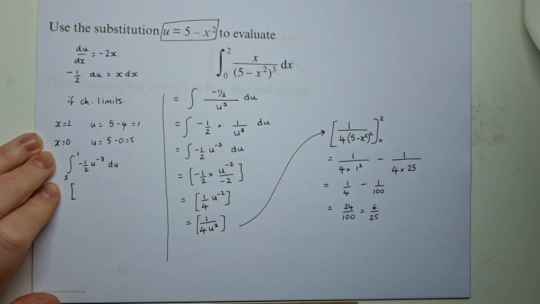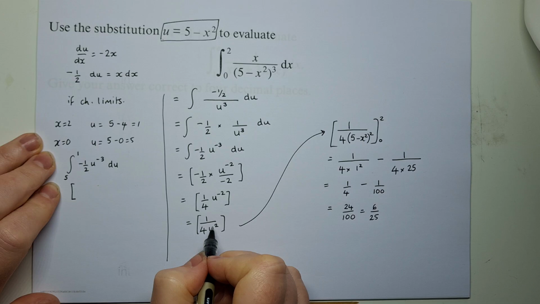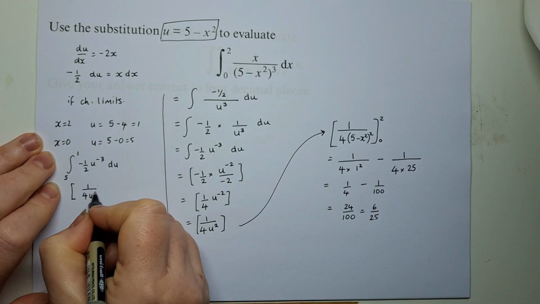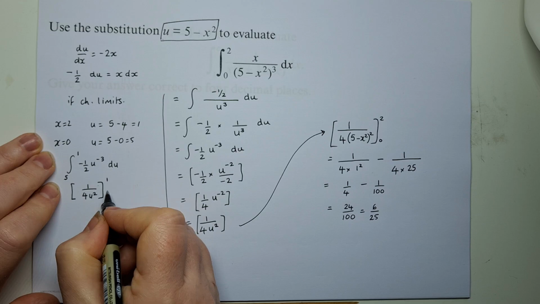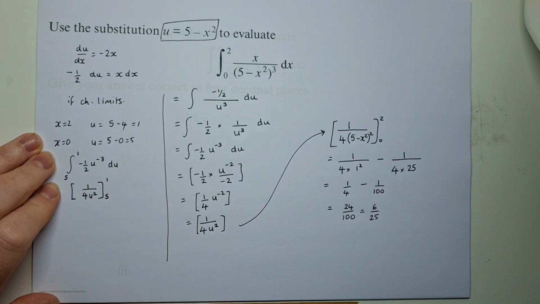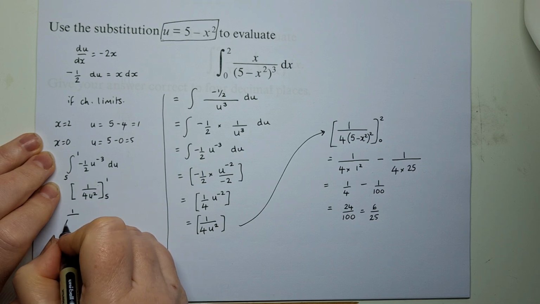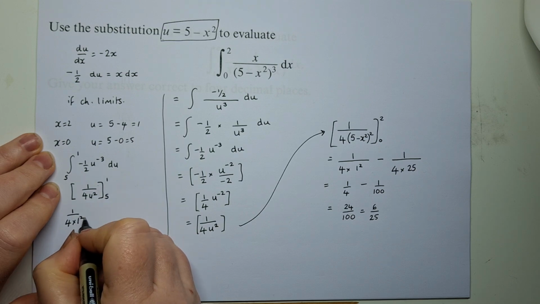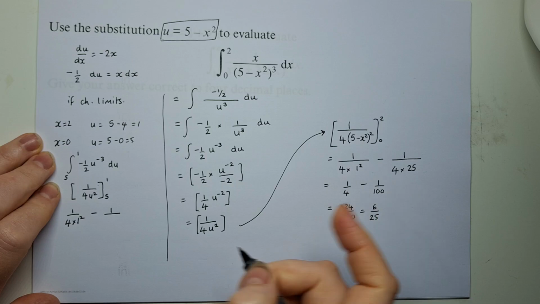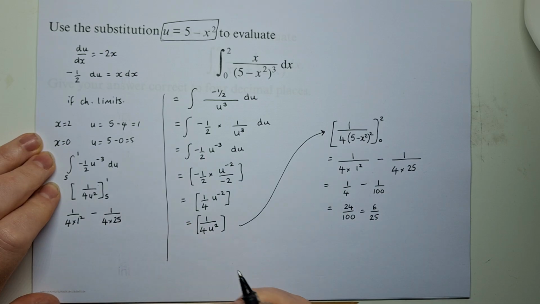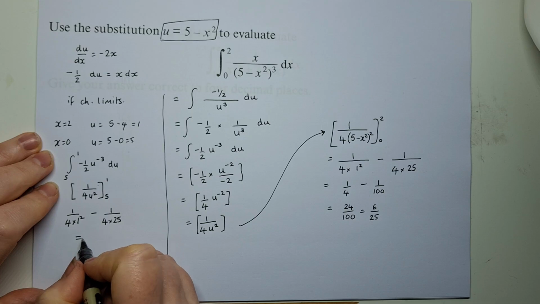As you do your integration and those steps, let's write this answer here, 1 over 4u squared. You don't change back to x's. You've changed your limits, so you just sub in your limits. And you get exactly the same as we had over there. 5 squared I could write, but you get the same answer.